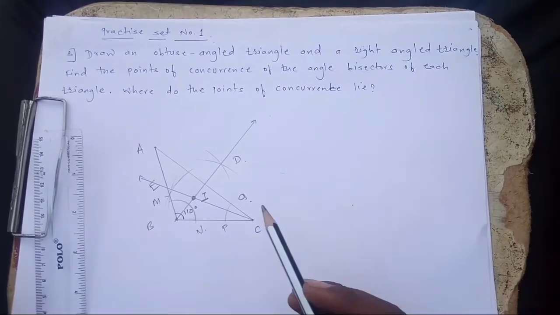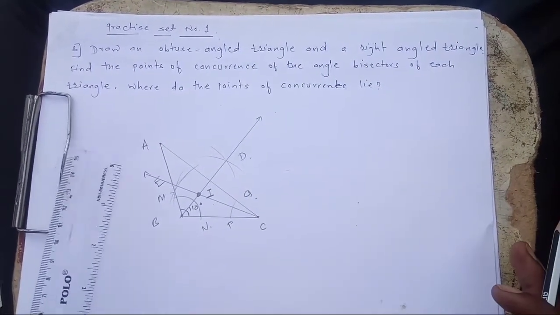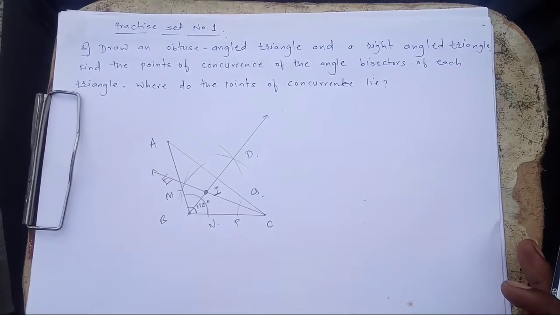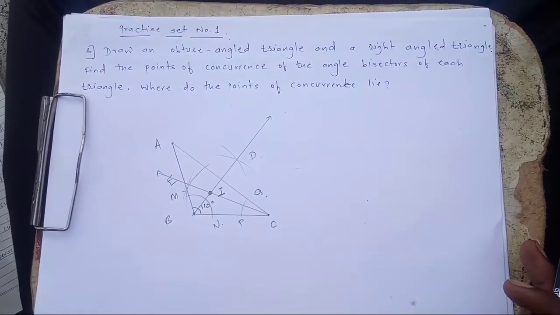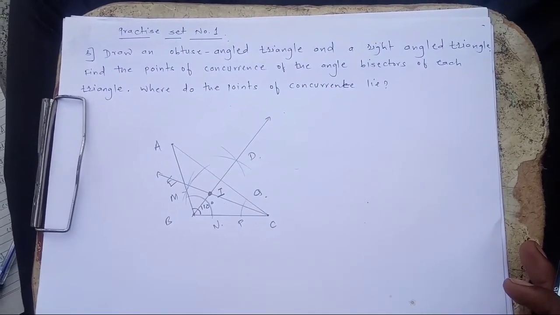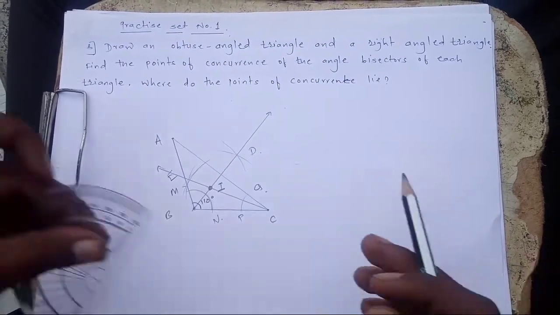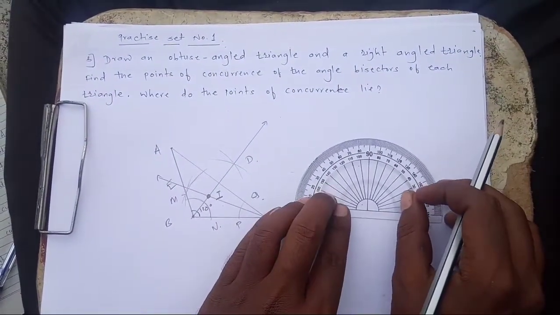This is about obtuse angle triangle. Now we will draw acute angle triangle and their bisectors. How to draw acute angle triangle?